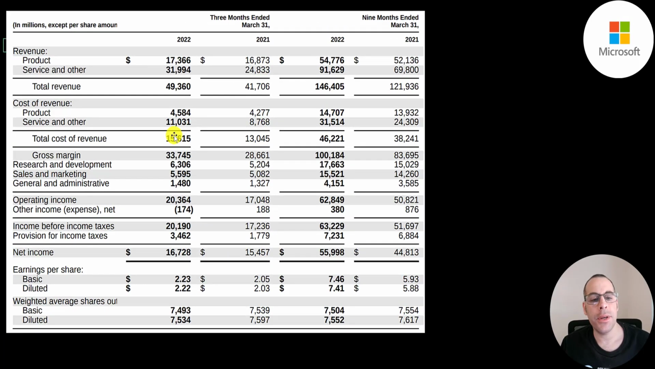The cost of revenue is 15.6 billion, so they have really good margins. R&D of 6.3 billion, marketing 5.6 billion, general and administrative 1.5 billion. So their operating income is 20 billion, their net income is 17 billion, and their earnings per share are $2.23, up from $2.05 in the first quarter of 2021. They have less shares outstanding in the first quarter of 2022 compared to the first quarter of 2021.